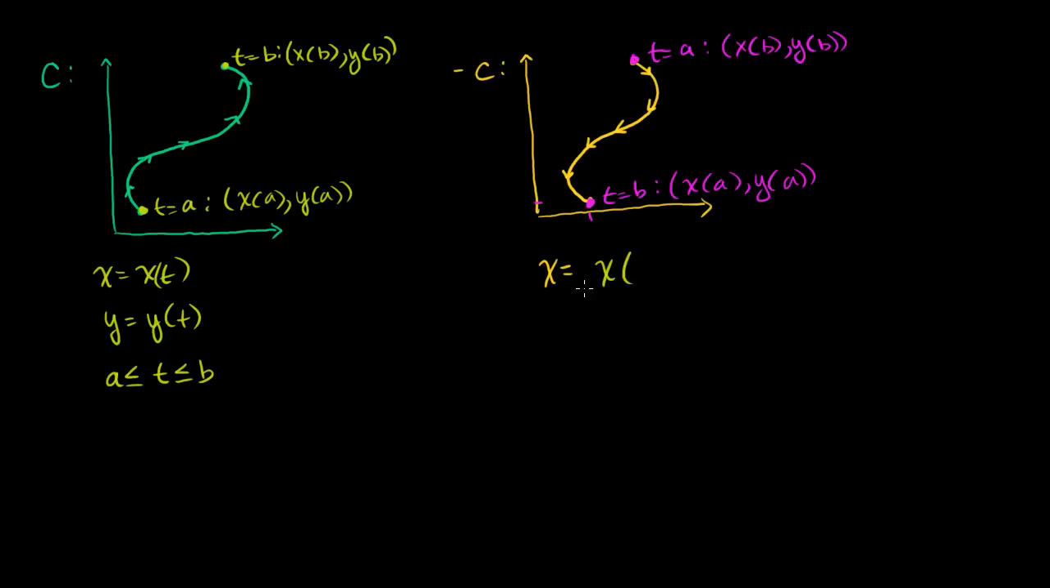X of, but instead of putting a straight up t in there, what if I put an a plus b minus t in there? What happened? Well, let me do it for the y as well. So our y is equal to y of a plus b minus t.